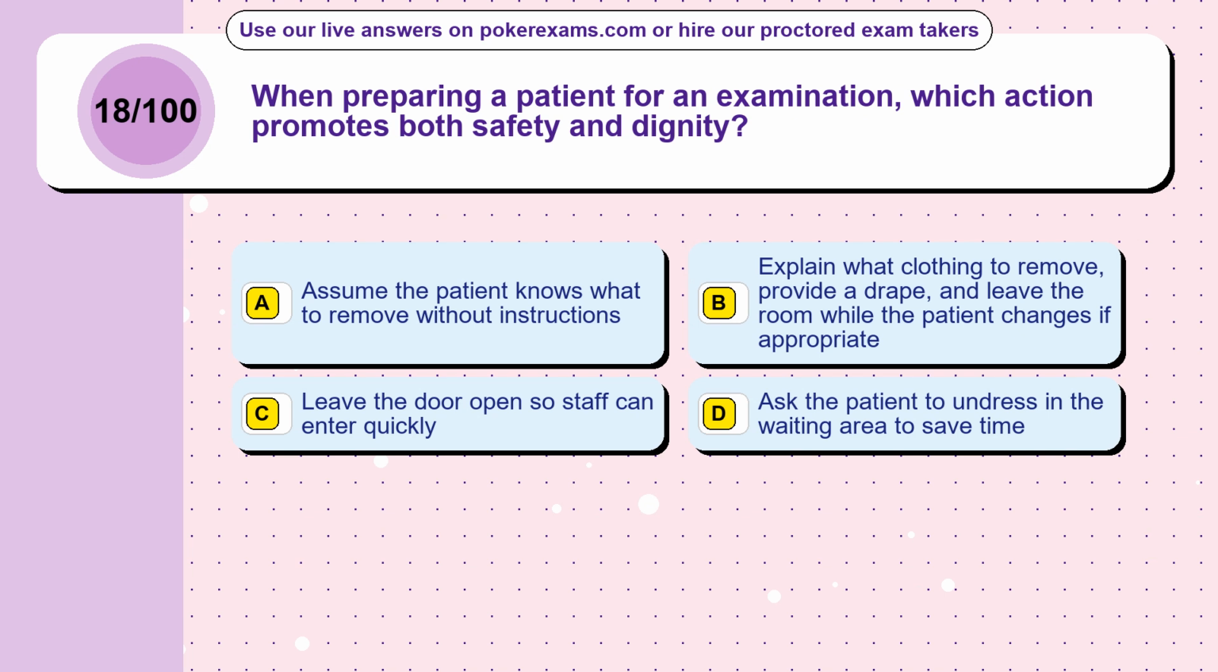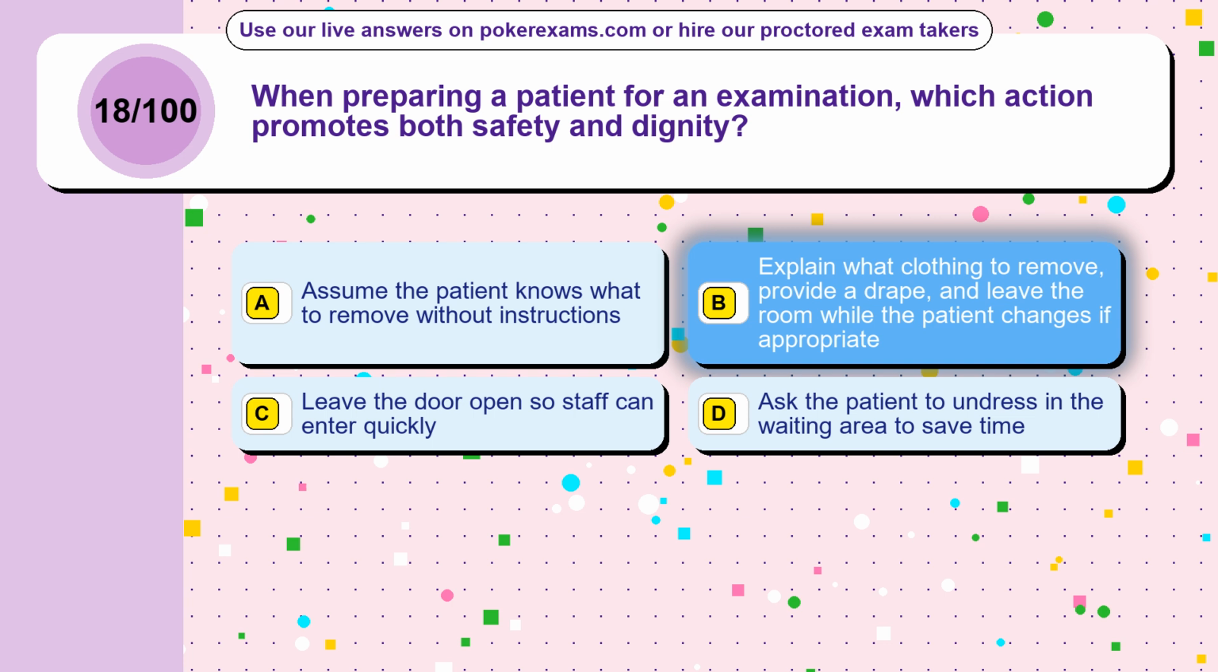Question 18. When preparing a patient for an examination, which action promotes both safety and dignity? Option A. Assume the patient knows what to remove without instructions. Option B. Explain what clothing to remove, provide a drape, and leave the room while the patient changes if appropriate. Option C. Leave the door open so staff can enter quickly. Option D. Ask the patient to undress in the waiting area to save time. The correct answer is option B.